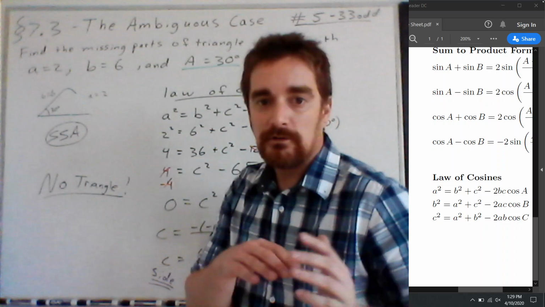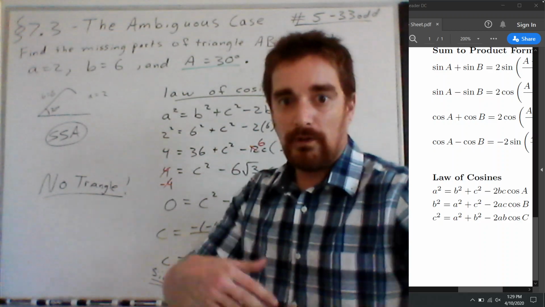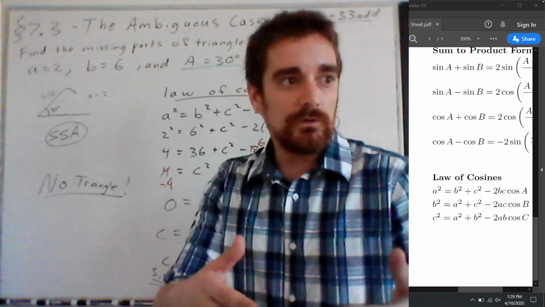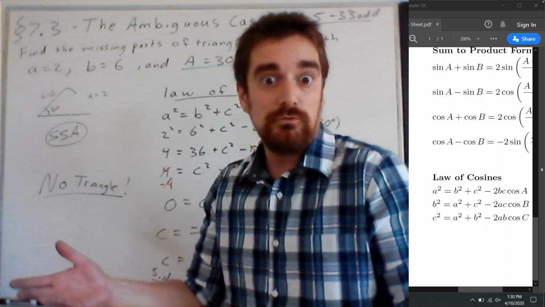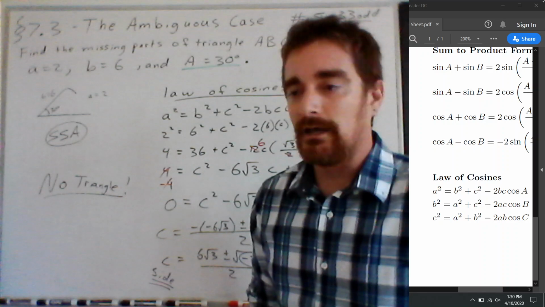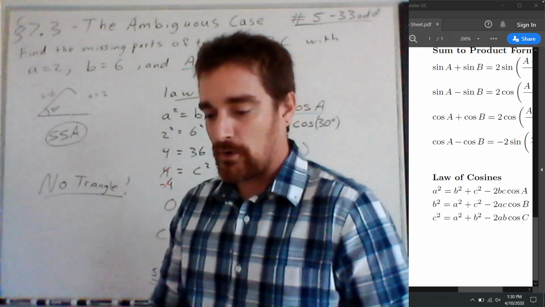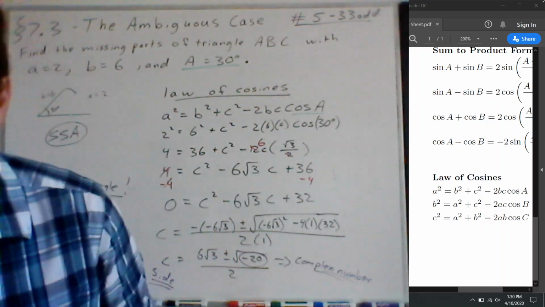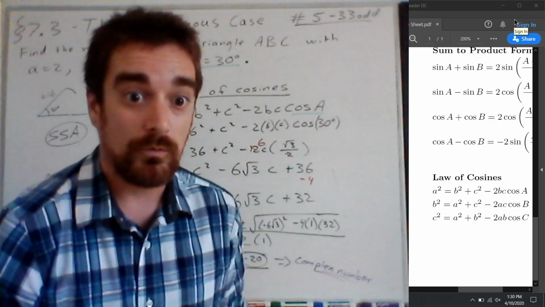In the 7.3 practice, you'll find yourself coming across, number 10 has 2 cases, number 11 has 1 case, number 12 has 2 cases, number 13 there's no triangle. So it's a mixed bag. So again, give it a practice and let me know if you have any questions. Otherwise, we'll stop it there.